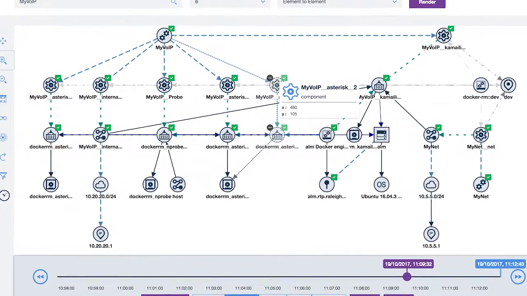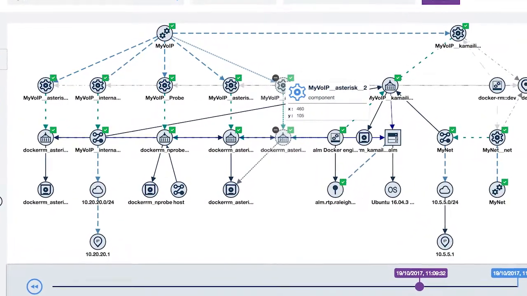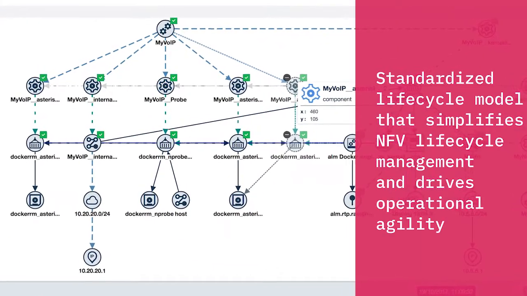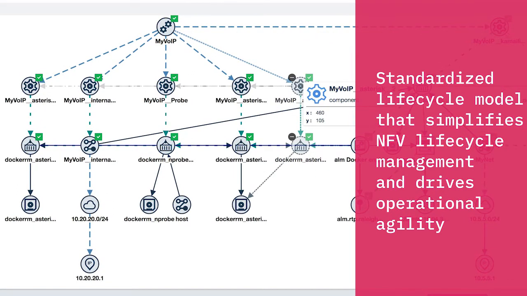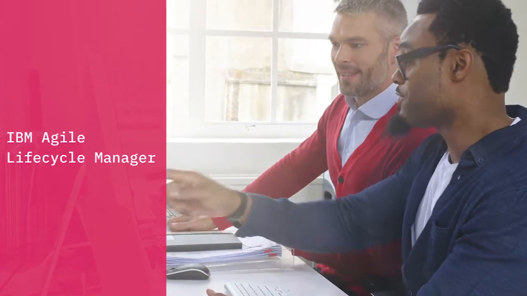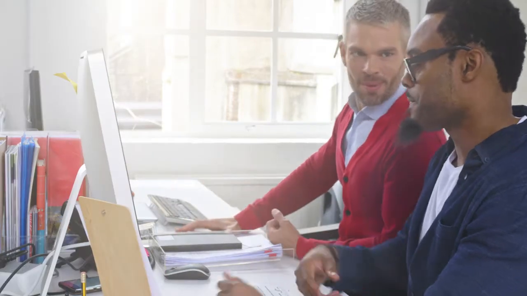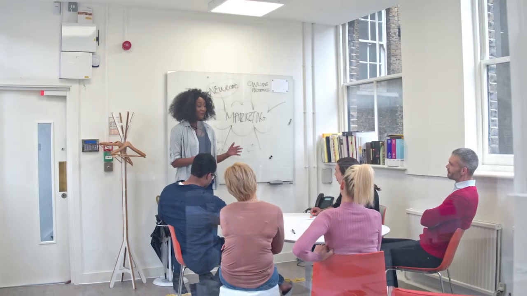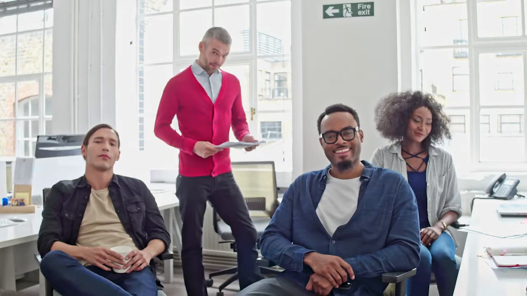Automated operations is key to operationalizing NFV and SDN and achieving those expected benefits of higher service agility and lower operational expense. With IBM Agile Lifecycle Manager, service providers can effectively streamline service delivery, minimize complexity, and deliver innovative new services to customers today and into the future.